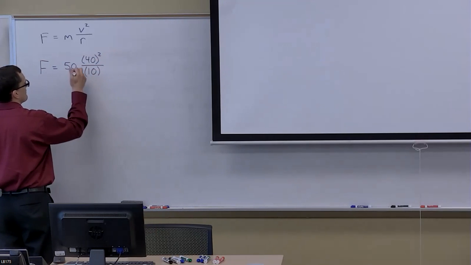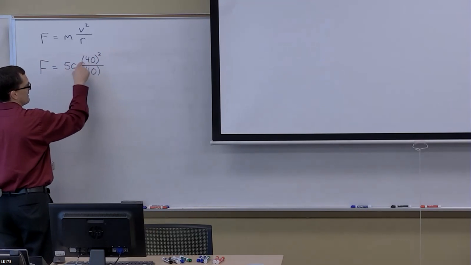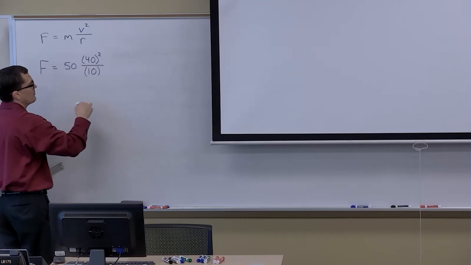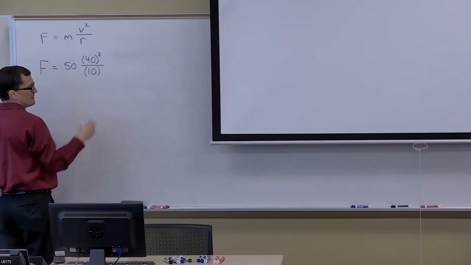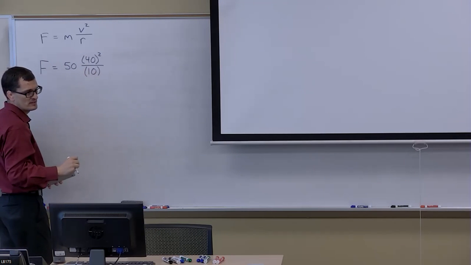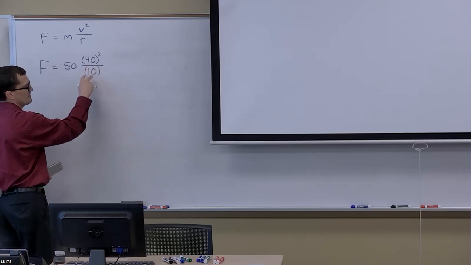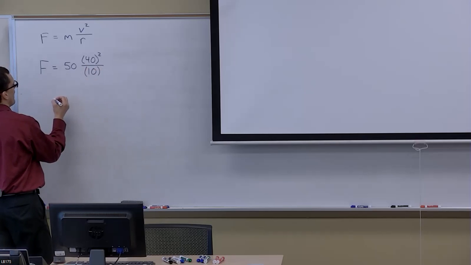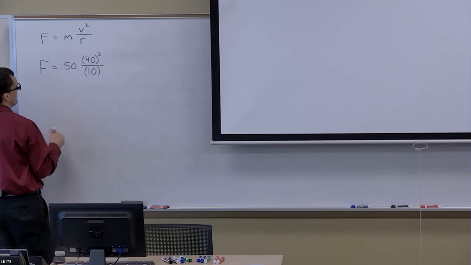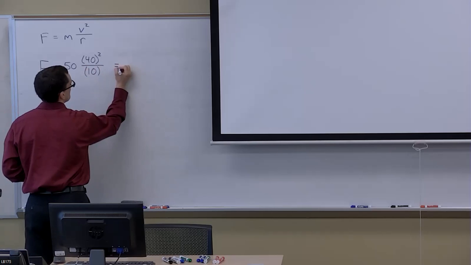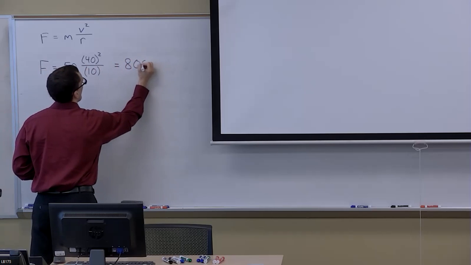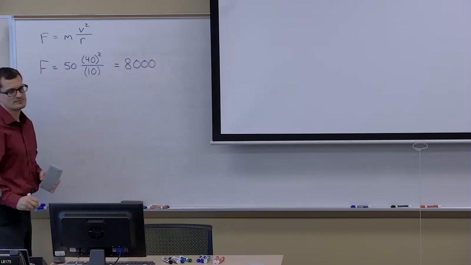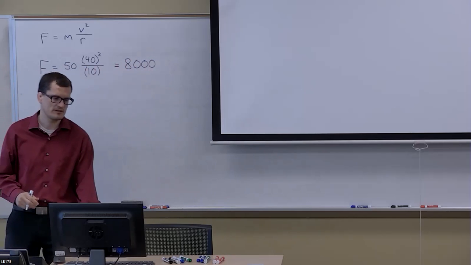It matters that you are multiplying the 50 times this fraction. But if you want to put it in parentheses or not put it in parentheses, you could put a divide sign without the parentheses. It's not a big deal. And the force comes out to be 8,000. Right? Numerically.